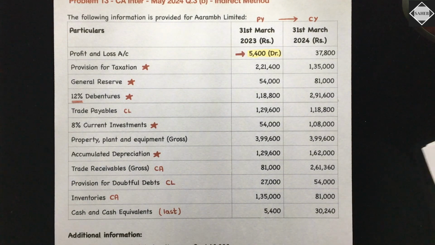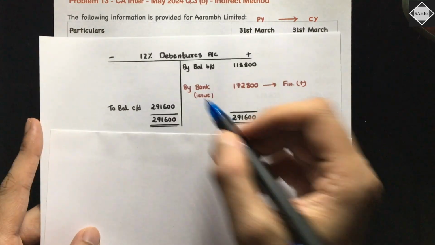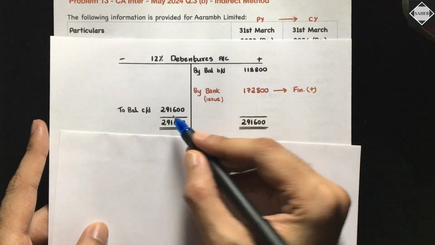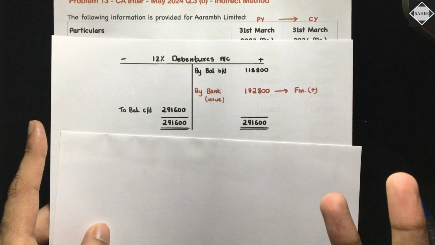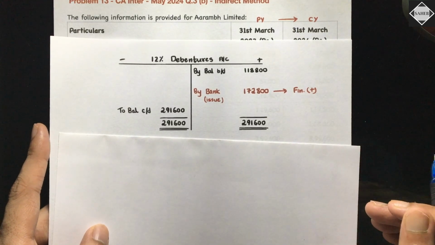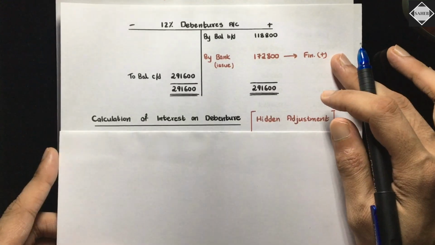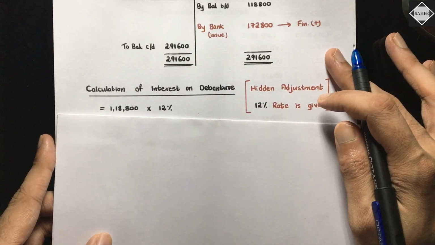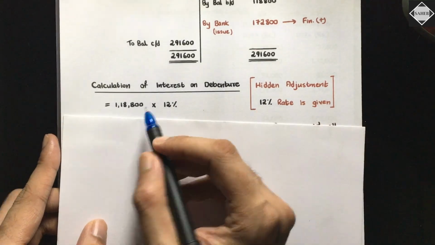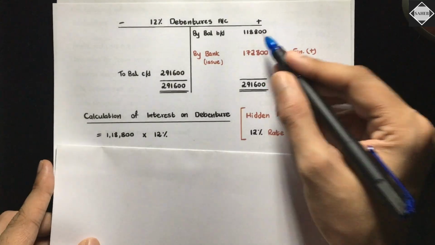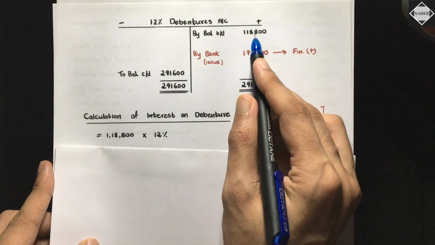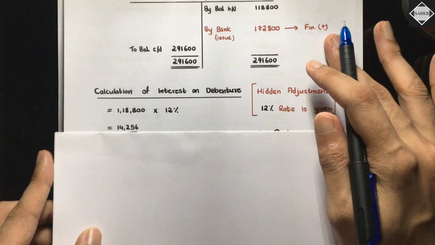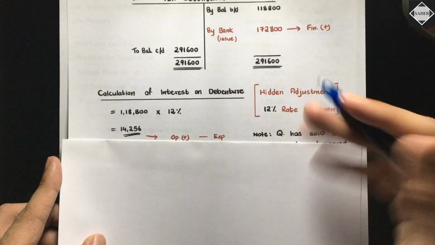Let me just show you the working note for debenture. See here, it's really simple. 12% debentures account, opening balance, closing balance, this much issue happened. It has to be added in financing activity, but it's not important right now. We are not doing financing activity. But the interest calculation is important. See here, calculation of interest on debenture, hidden adjustment, 12% rate is given. We have calculated on opening balance, because this issue has happened at the year end. No interest has been generated on this. Only on the opening balance we'll calculate the interest. Is it clear? 14,256, we just saw.